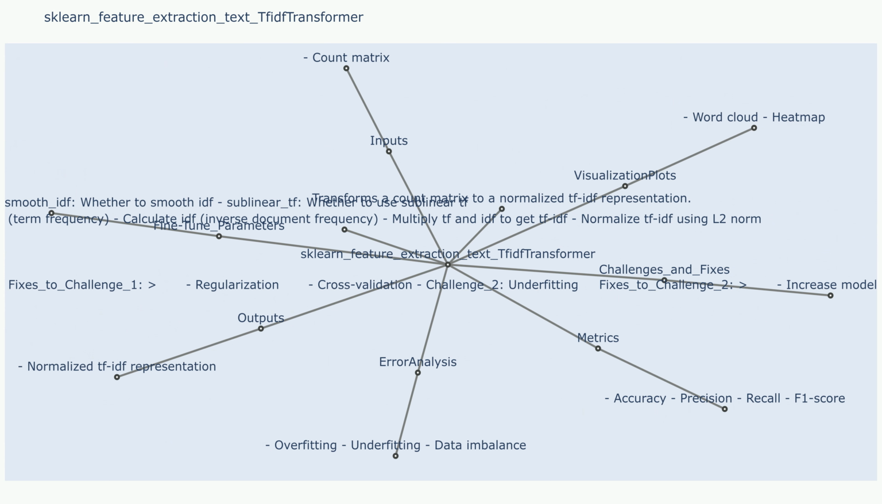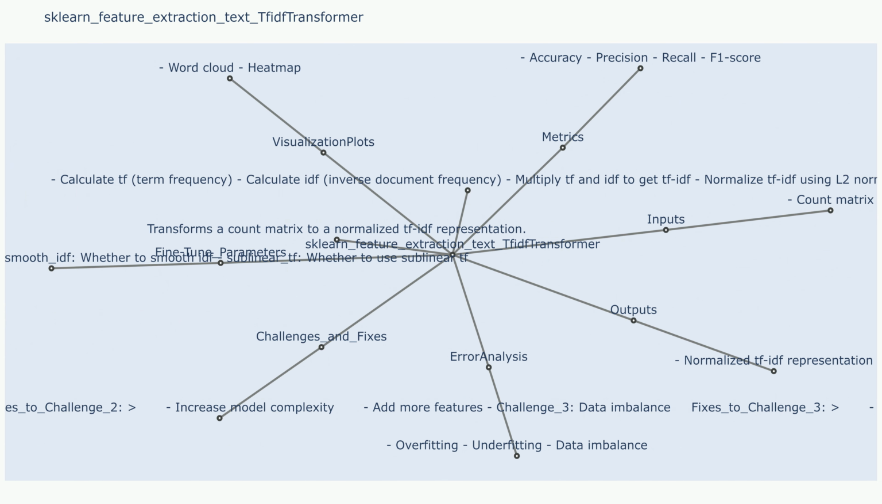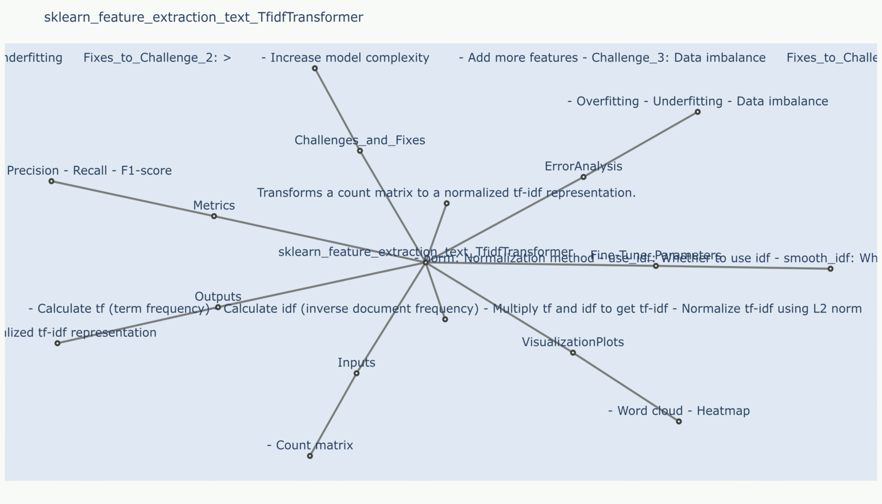Fine-tune parameters. Norm: L1, L2, none. Default L2. L1 normalizes each document to have unit L1 norm. L2 normalizes each document to have unit L2 norm. None, no normalization is performed. use_idf, Boolean. Default true. True, use inverse document frequency, IDF. False, do not use IDF.